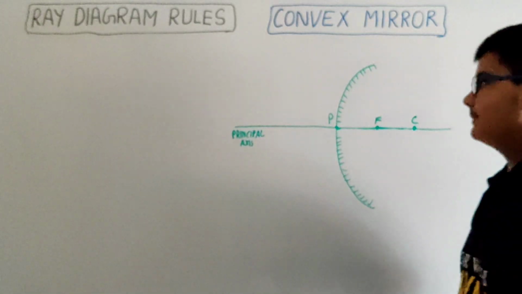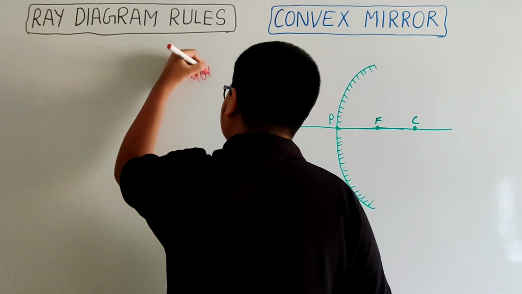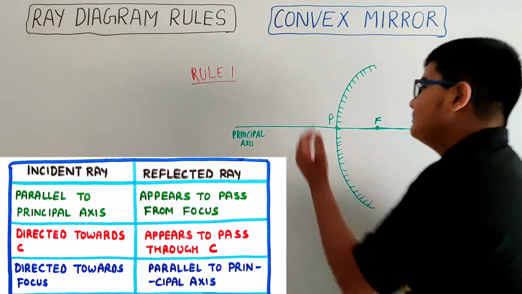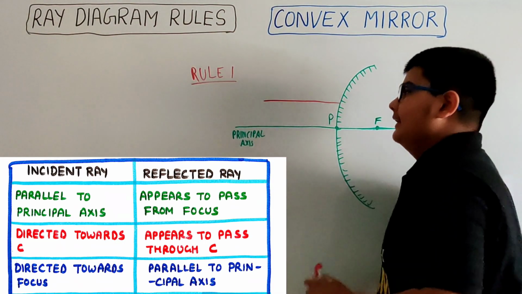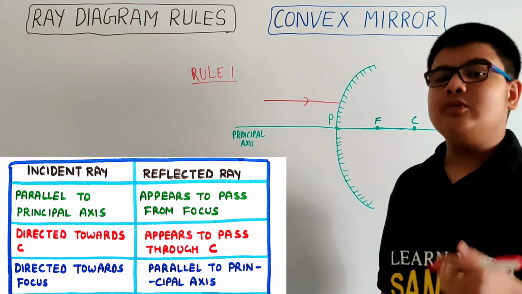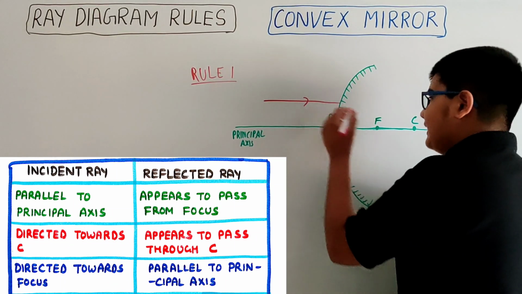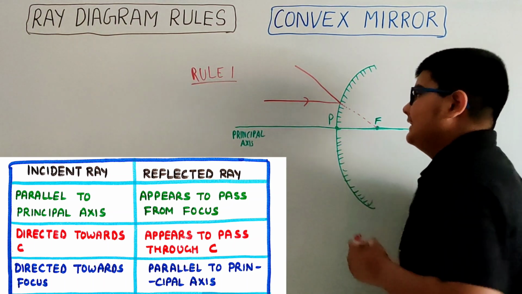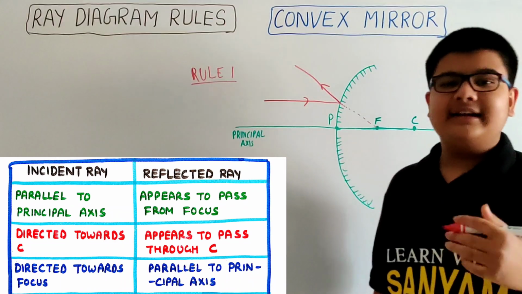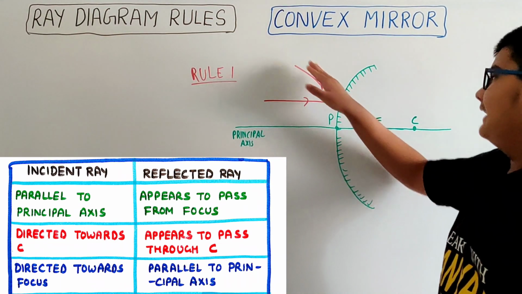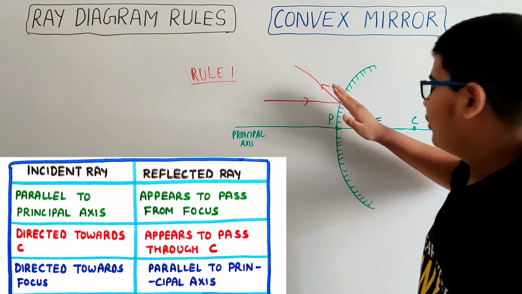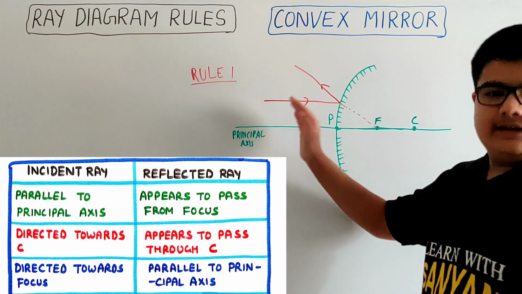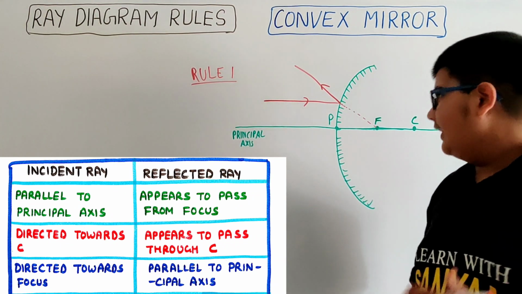Now let's study the rules. Rule 1 says that if the incident ray is parallel to the principal axis, then the reflected ray appears to pass from the focus. It is not actually passing through the focus, but it will appear that it is originating from the focus. Here you can see that this dotted line represents that it appears to pass from the focus. It is not actually passing from the focus.